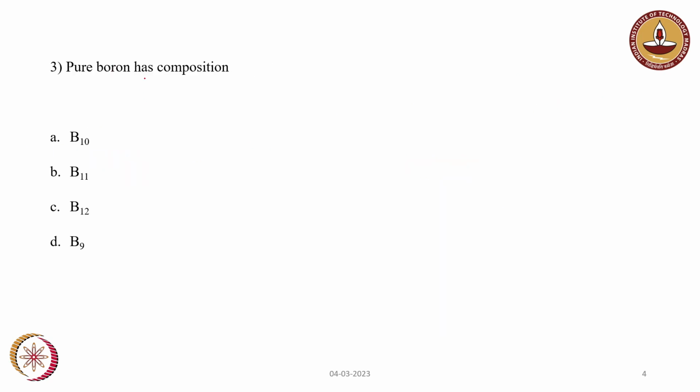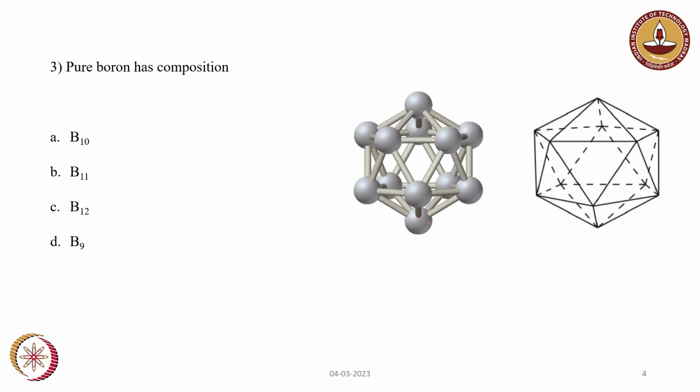Next question is: pure boron has composition. Option A is B10, B is B11, C is B12, and D is B9. So pure boron exists in an icosahedron structure. So this is the icosahedron structure. It has 12 vertices. So at each vertex, boron is present. So if this is an icosahedron structure, there are 1, 2, 3, 4, 5, 6, 7, 8, 9, 10, 11, and 12. So 12 vertices are present. So each vertex will be occupied with boron. So there will be 12 borons in pure boron. So option C is the answer.